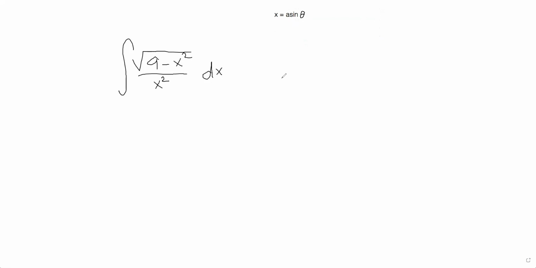So this is of the form a squared minus x squared. Whenever you have an a squared minus an x squared under the radical, you want to use the sine substitution. So in this case, can you identify a? A would just be 3, right? Yep, perfect. So we want to use this substitution.